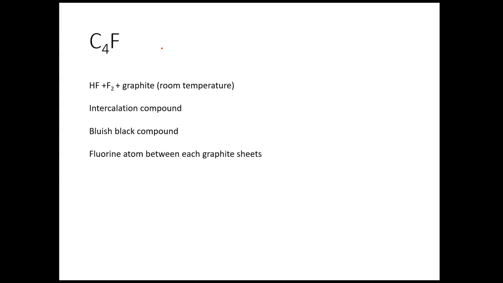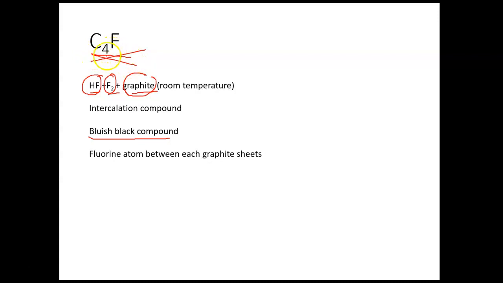So now moving into another important compound, that is C4F, which can be obtained by treating hydrogen fluoride and graphite. You take HF, fluorine gas and graphite at room temperature, and you will be getting C4F. When a mixture of fluorine and hydrogen fluoride reacts with powdered graphite at room temperature, a bluish black intercalation compound is predominantly formed, which has the composition C4F.